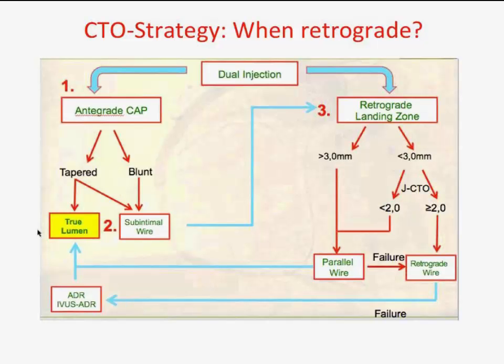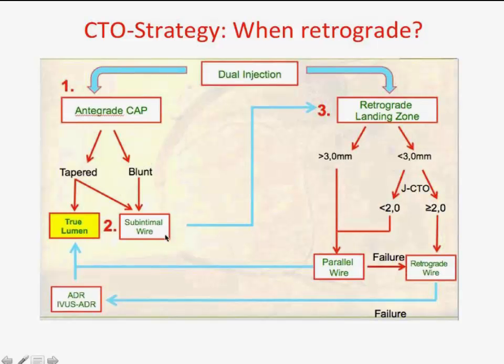Regarding the retrograde strategy, when I'm proctoring, the question is always: at which point should you go retrograde? In Europe, as everywhere, we do a dual injection and check the antegrade cap. When we have a tapered stump, we often have a good chance to get to 2-2 with a soft polymeric wire, Fielder XC for example. But when we have a blunt stump, we often end up in a subintimal space.